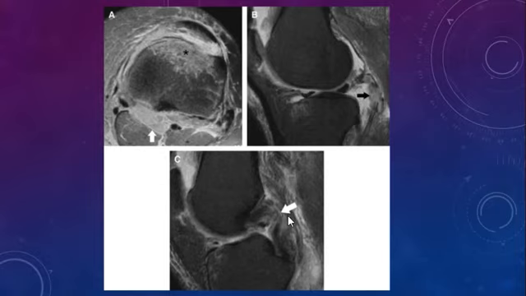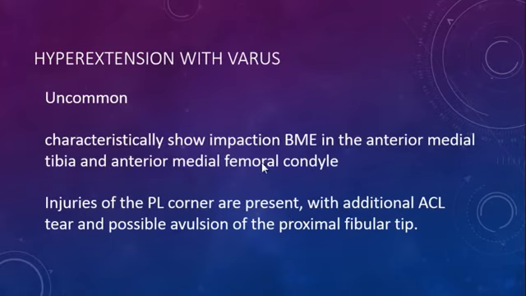The second mechanism is hyperextension with varus. So you can imagine if it is hyperextended and the leg is directed towards the midline, it's an uncommon mechanism of injury, resulting in impaction bone marrow edema at the anterior medial tibia and anterior medial femoral condyle, because the leg will be directed towards the midline, so the site of impaction will occur at the anteromedial aspect of the bones, since the force is directed medially and anteriorly. The injuries will happen at the posterolateral aspect of the knee joint, so there will be additional ACL tear and possible avulsion of the proximal fibular tip.